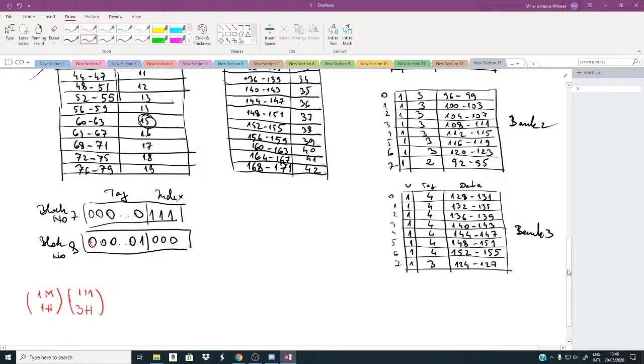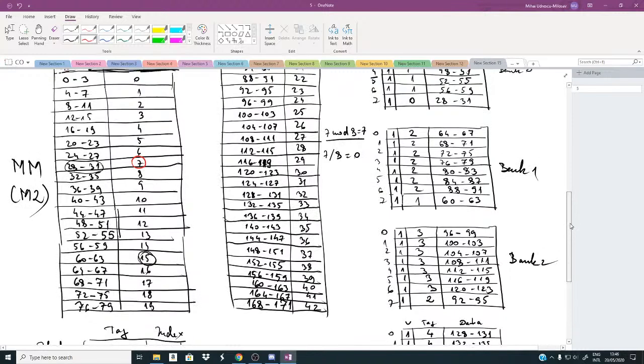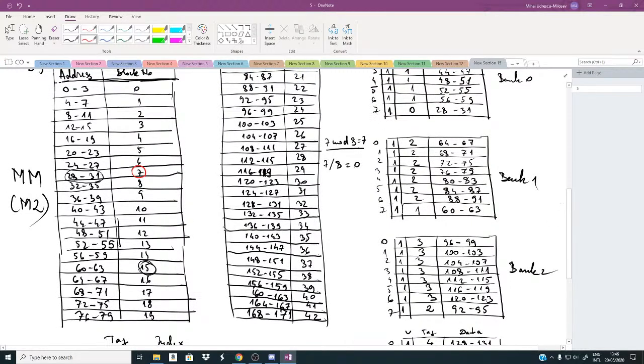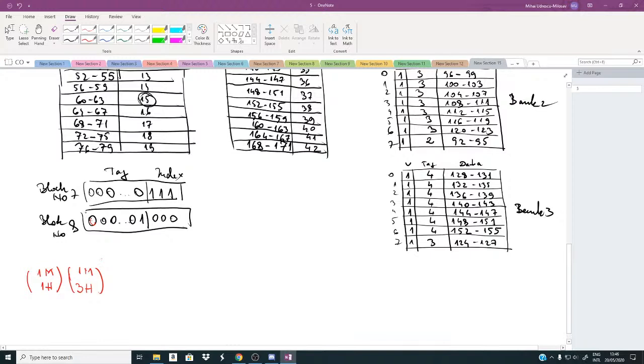Now, how many times did we have this? With the exception of this block, which was put here at index 7 in bank 0 at first, which was one miss, one hit, the other blocks, meaning 31 of them, so that's times 31, were one miss and then three hits. And now let's continue.